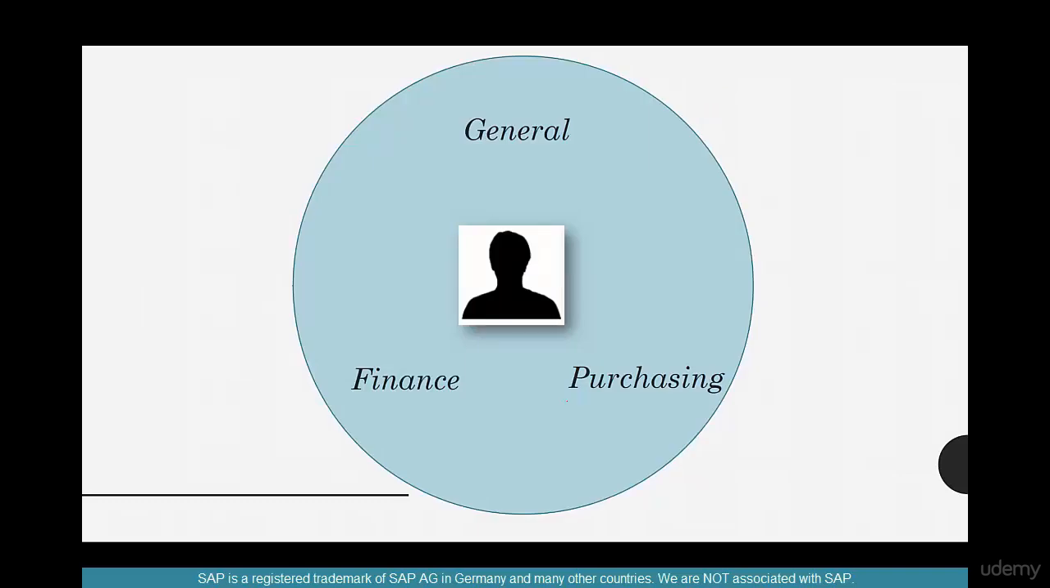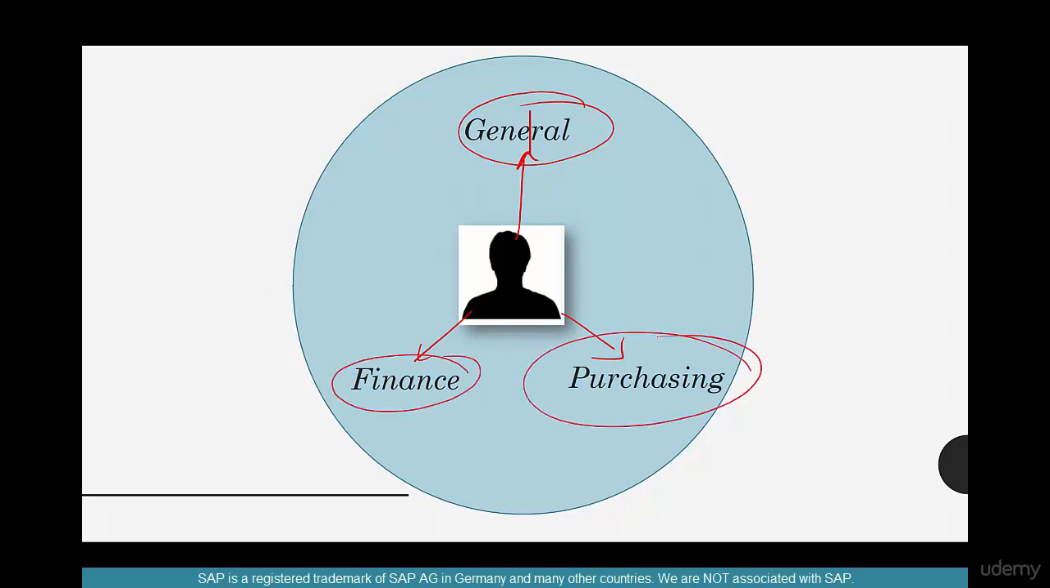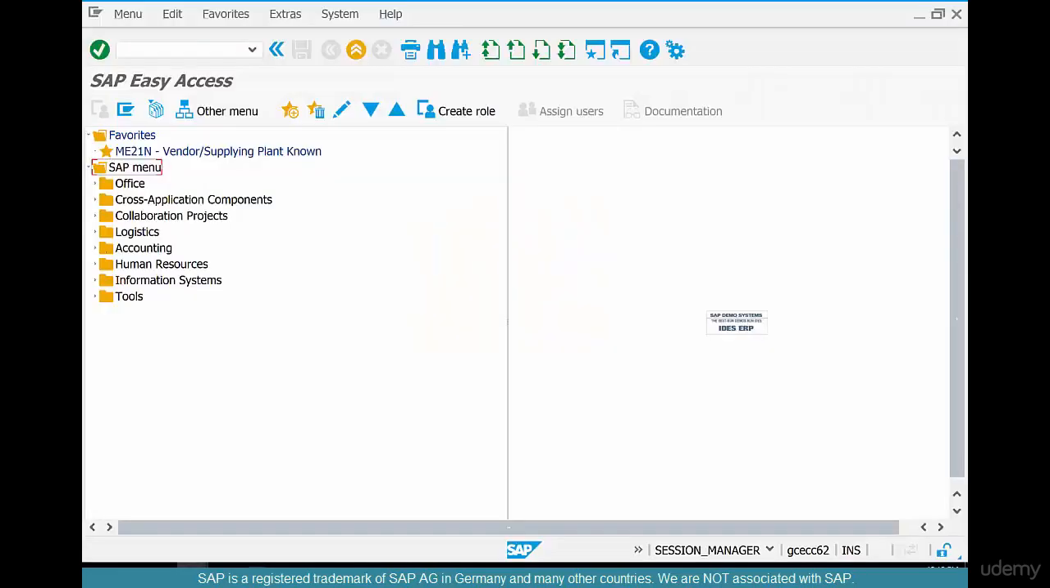So how is a vendor master structured? Just like the material master has so many different views, a vendor master also has 3 views. The general view, which contains name, number, etc., finance view and purchasing view. General view, finance view, and purchasing view. So let's go create a vendor.